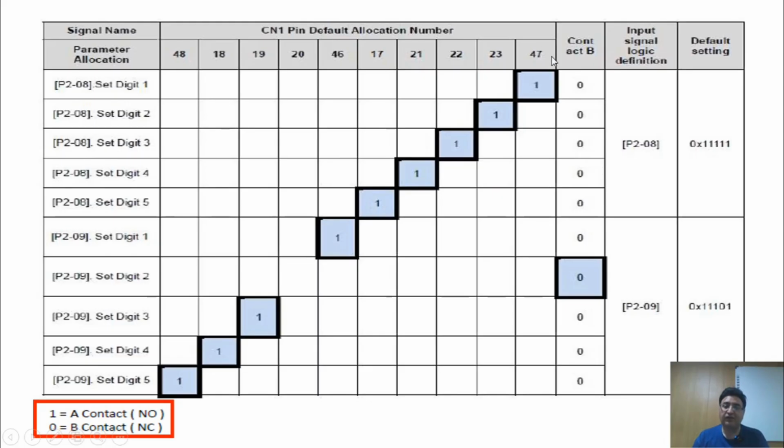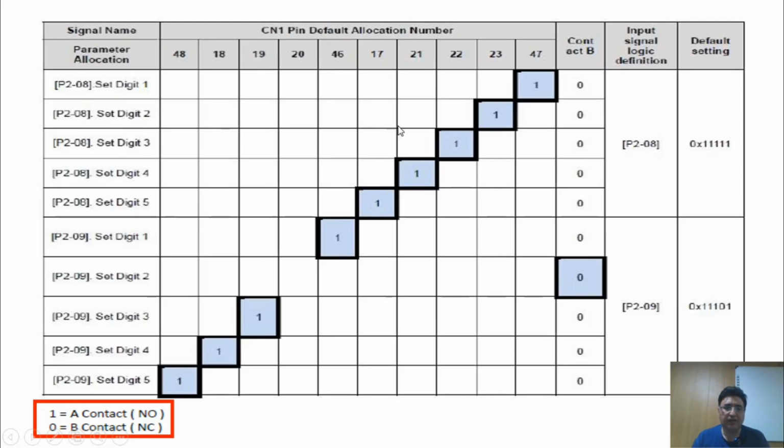Here, we state that if we enter parameter P2-08, its very first digit directly corresponds to terminal 47. So we can set the logic for digital input 47 using the first digit of parameter P2-08. If we set its value to 1, it will be configured as normally open, and if we set it to 0, it will operate as normally closed.